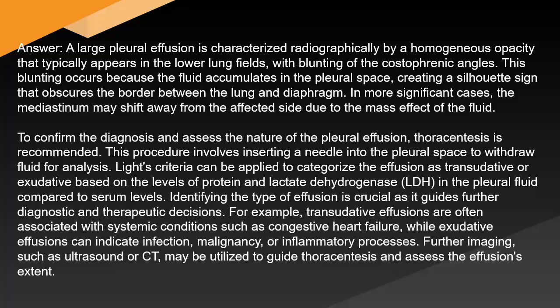This blunting occurs because the fluid accumulates in the pleural space, creating a silhouette sign that obscures the border between the lung and diaphragm. In more significant cases, the mediastinum may shift away from the affected side due to the mass effect of the fluid. To confirm the diagnosis and assess the nature of the pleural effusion, thoracentesis is recommended. This procedure involves inserting a needle into the pleural space to withdraw fluid for analysis.